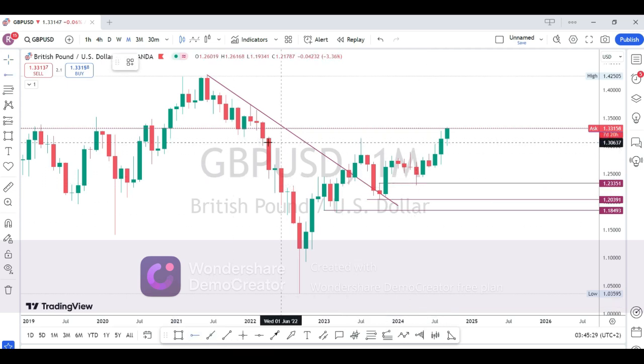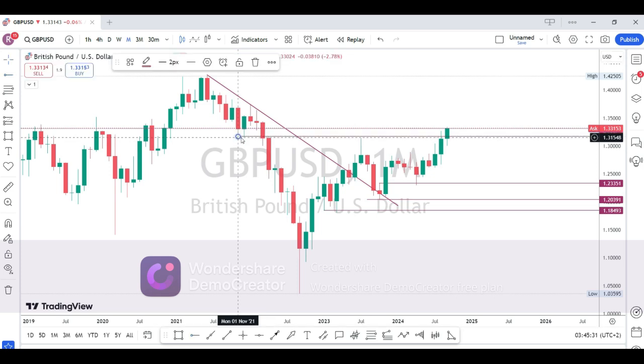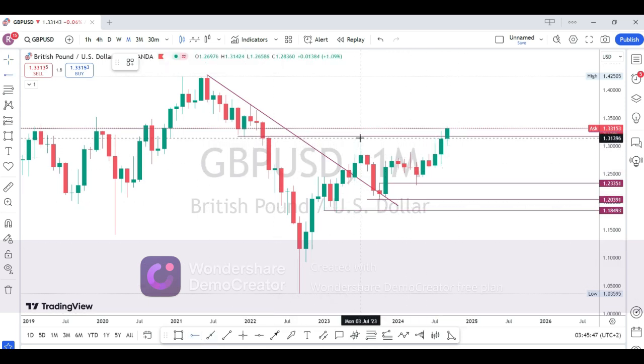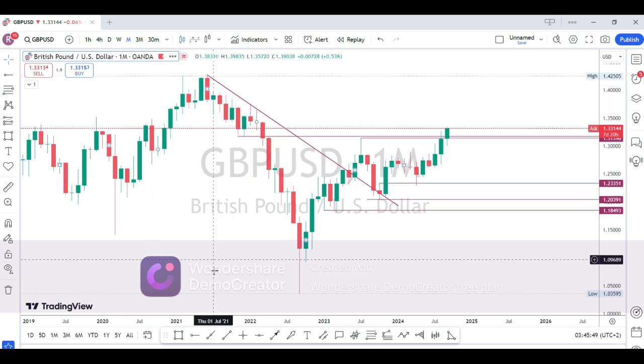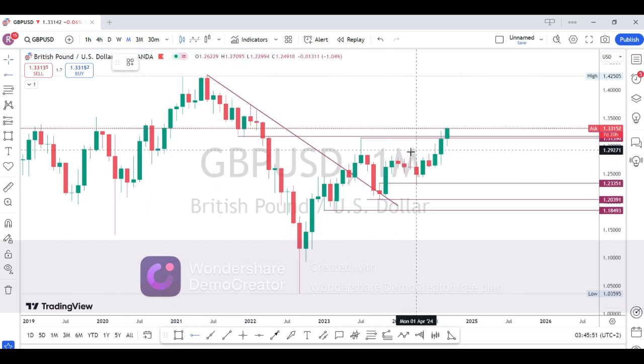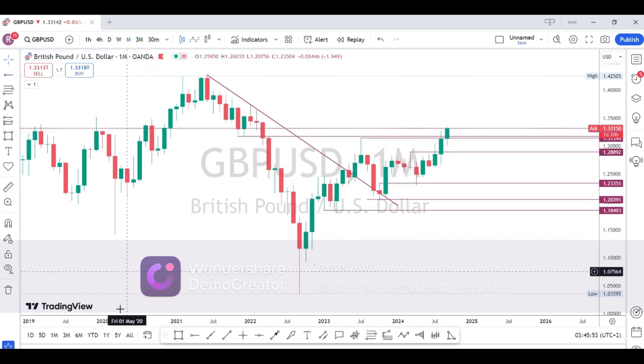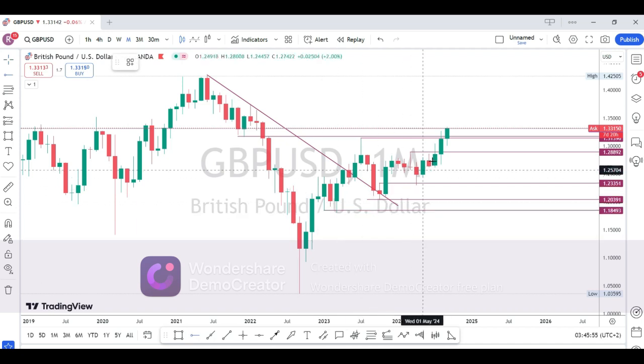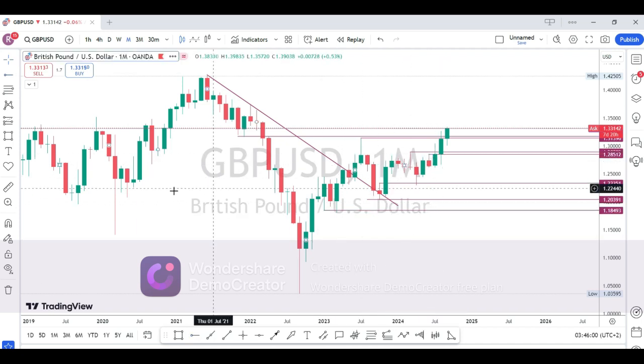We have a resistance here. It was support here. The market broke down, then came back to retest it. It went down again, came back again, and broke above this resistance. The resistance will now become support in the future. Meanwhile, we also have a change of polarity here, in case the market decides to come and retest it in the future. So we have it ready.